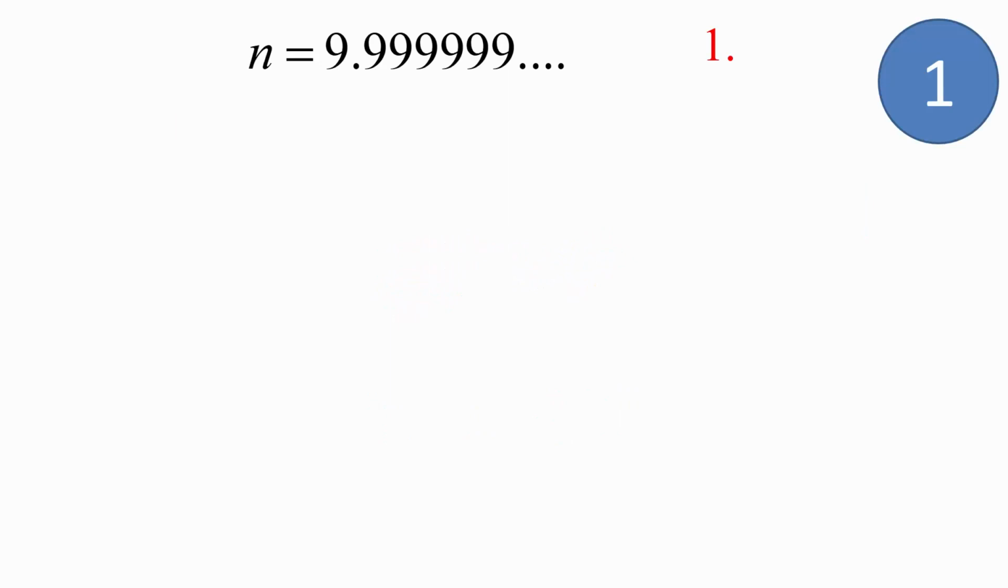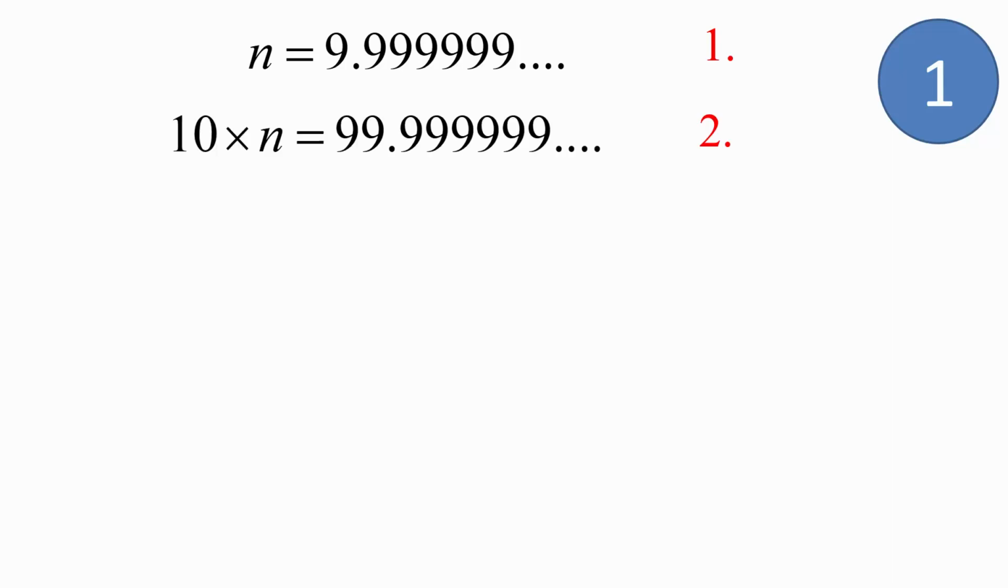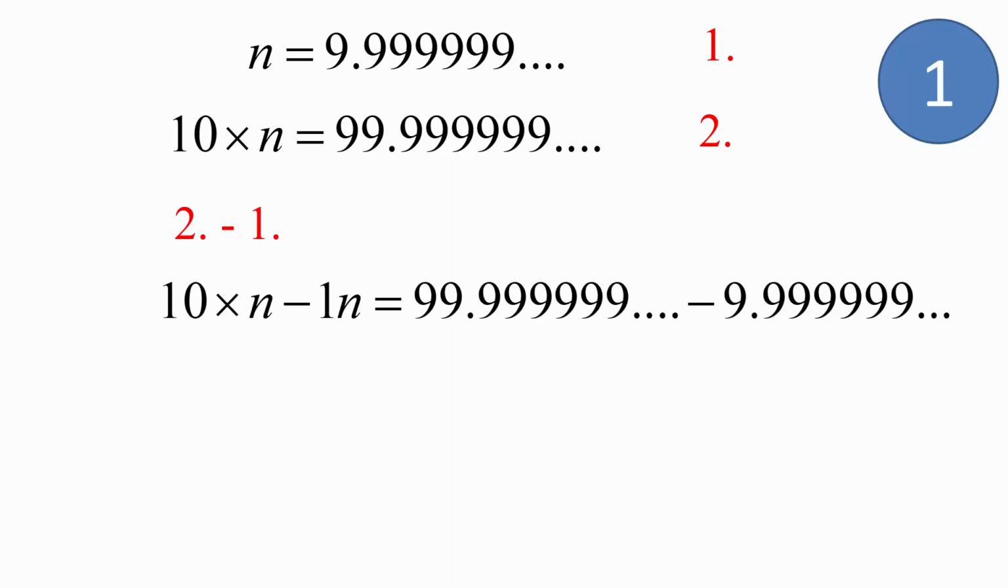Let's call the infinite decimal by the letter n, and we'll call all of that equation 1. We'll now multiply both sides of the equation by 10, so 10 times n on the left, and 10 times 9.999 and so on will give us 99.999 and so on, simply by moving the decimal point one space to the right. Now we'll subtract equation 1 from equation 2, and that's what it looks like.